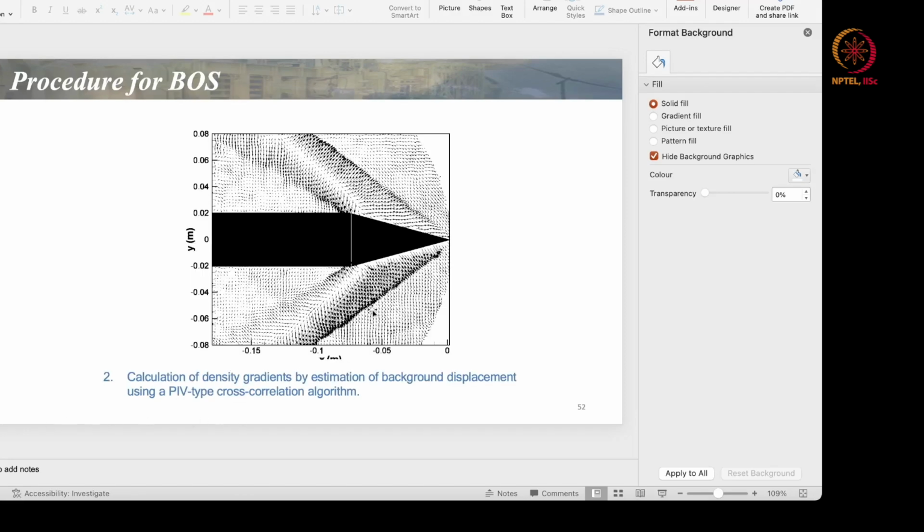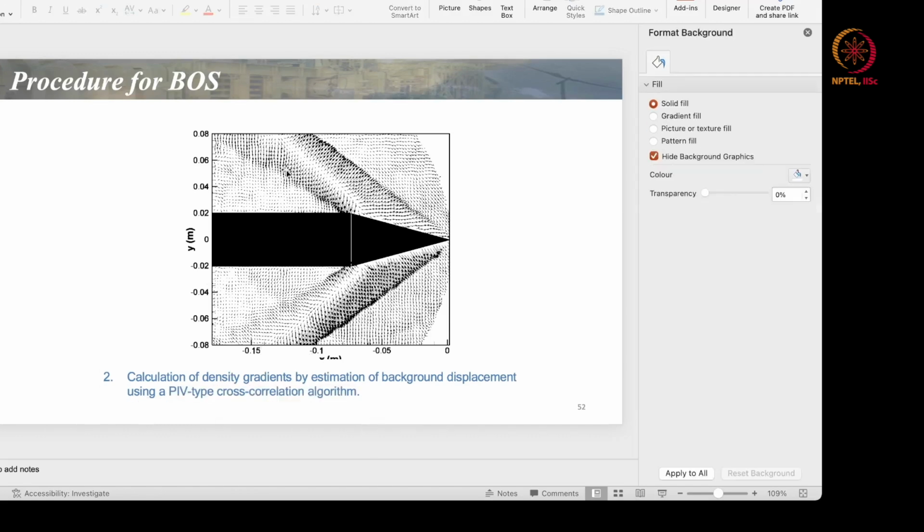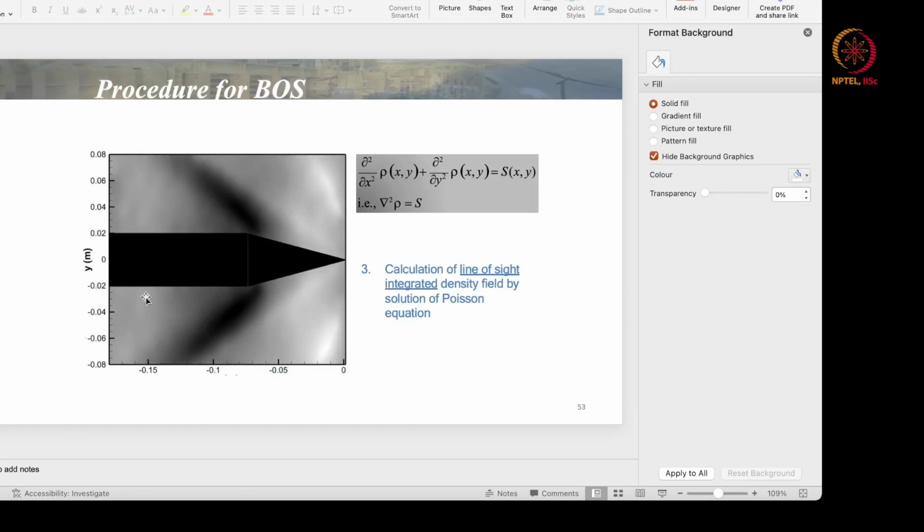And this is the calculation of the density gradients by estimation of the background displacement. Here a PIV type cross correlation algorithm has been used. So you can see the quantification now starts to happen over here, which was the requirement, as we said. And the procedure, as we said, is the calculation of the line of sight integral by the solution of the Poisson's equation. In this case, it's a 2D flow field. So you solve the line of sight integrated Poisson's equation. So you are seeing inside the depth of the board, essentially. That is what you are trying to see.